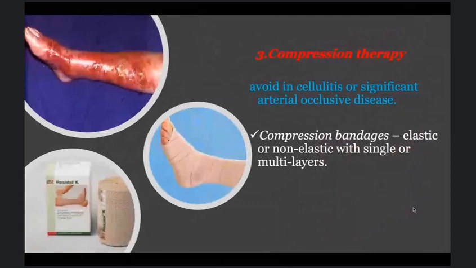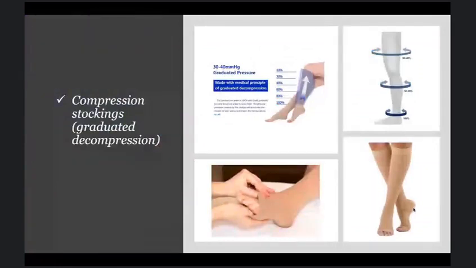Compressive therapy: bandages, special bandages, and special elastic stockings. But I have to focus here that compressive therapy is contraindicated and should be avoided when there is cellulitis or significant arterial occlusive disease. If the patient has cellulitis, compressive therapy is contraindicated. It may worsen the situation. As I said, compressive stocking with gradual decompression: we apply special elastic stockings with gradual decrement in the pressure from down.